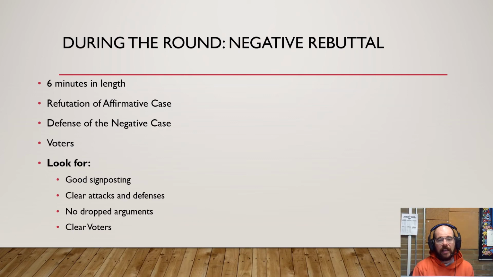Next, we have the negative rebuttal. The negative rebuttal speech is 6 minutes in length and has 3 major responsibilities. During the negative rebuttal, the negative speaker should refute the affirmative case, should defend their own case from the attacks made during the affirmative rebuttal, and the negative should provide some simple voters for the judge. Voters are reasons why the negative believes they've won the round. This negative rebuttal is the negative debater's last opportunity to speak to the judge.